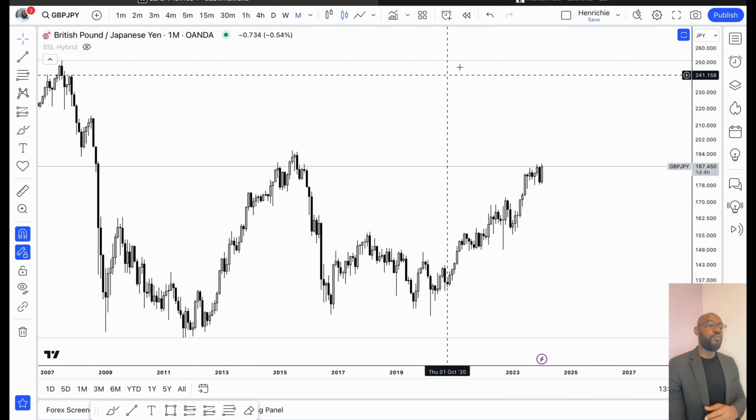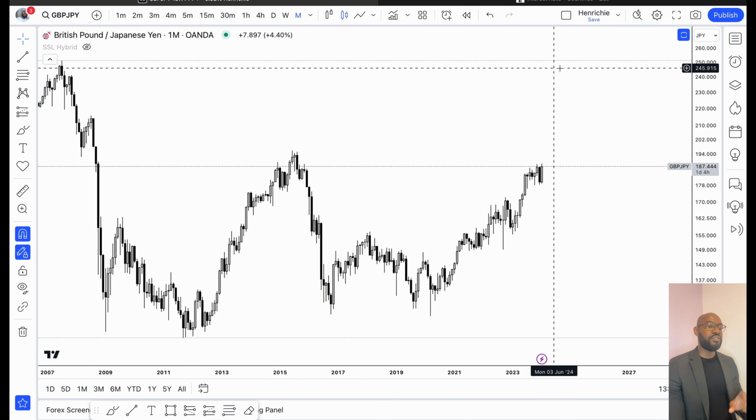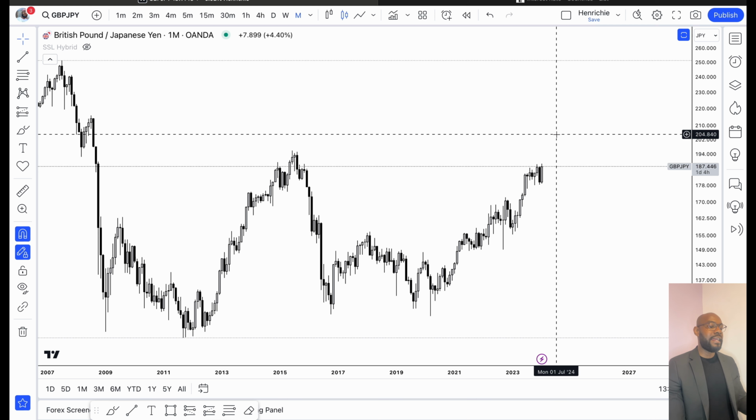So this is a full example of how to use the interest rates in your trading. I'm also going to throw more light on this, but this is just the beginning of the series. I wanted you to understand how this works and how it affects the marketplace.